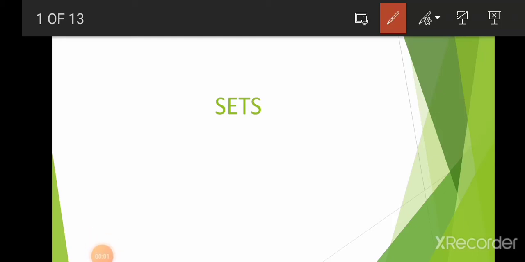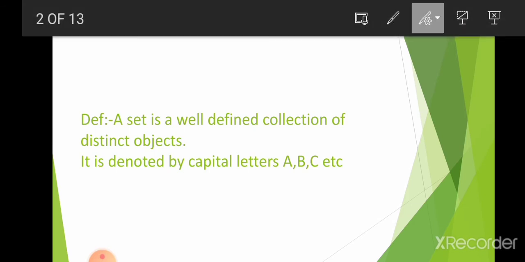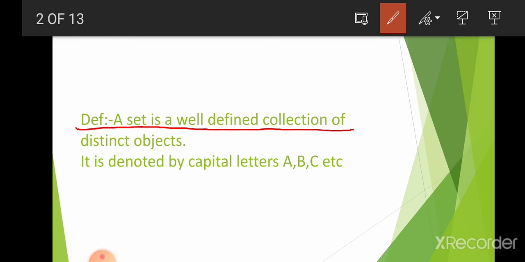Hello everyone. Today let's start the topic sets, which is from unit 1 discrete structures of paper 2 computer science. Let's begin with the definition of set in the next slide. So what is set? The definition of set is a set is a well defined collection of distinct objects.